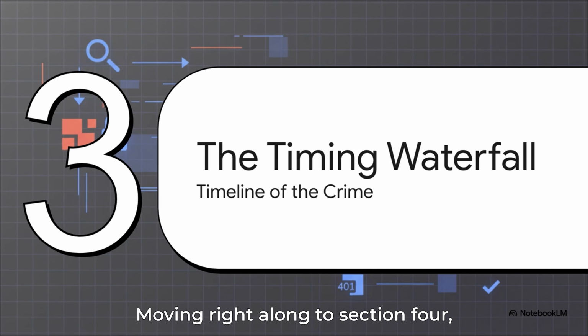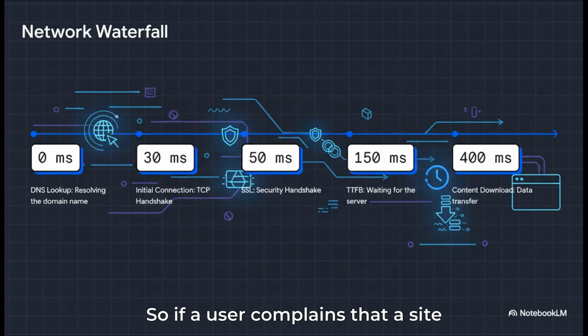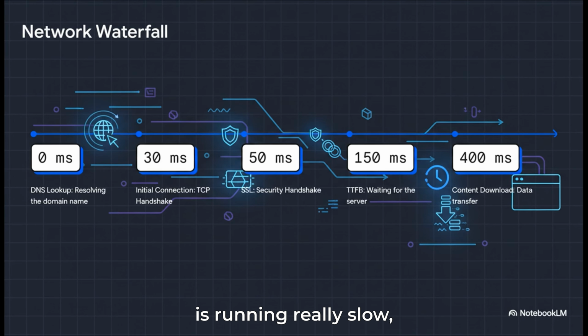Moving right along to section 4, reading the timing waterfall. I like to call this the timeline of the crime. So, if a user complains that a site is running really slow, the waterfall chart is going to be your absolute best friend. Every horizontal bar in this waterfall tells a story through a series of sequential round trips.